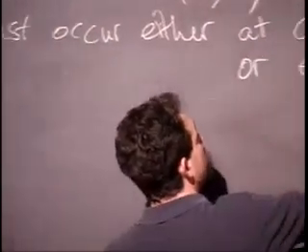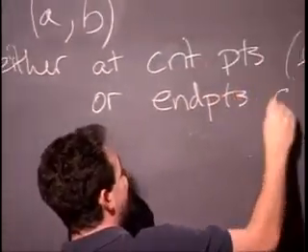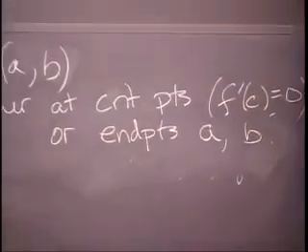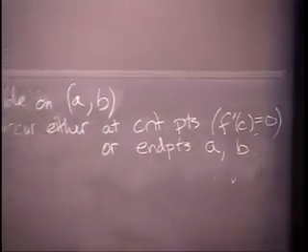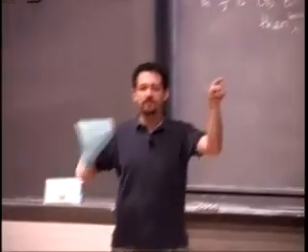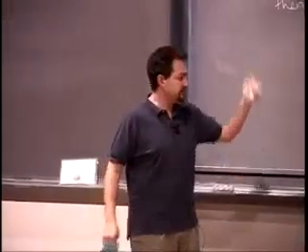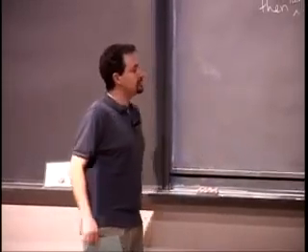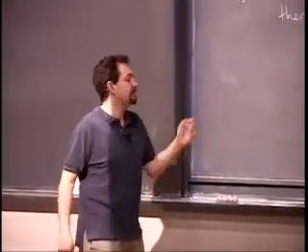Or the endpoints A and B. Those are the only possibilities, right? So you can either have something going in the middle, but then the derivative has to be 0, or you might just have the endpoints. And that previous example that we looked at, that picture that we just focused on, is an example of where one of the endpoints happened to be a global maximum.